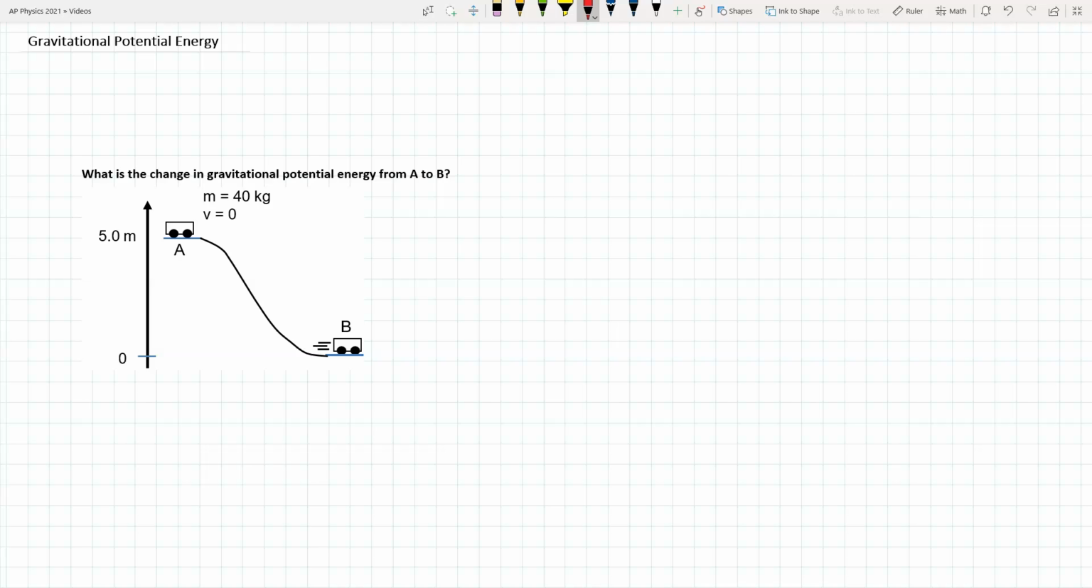But all right, so here we have this setup. What is the change in the gravitational potential energy from A over to B? And we can see we have the mass right here. First thing if we're doing gravitational potential energy is we want to know what is the actual height. Where is 0? We see 0 down here, so B is at a height of 0. A is at a height of 5 meters.